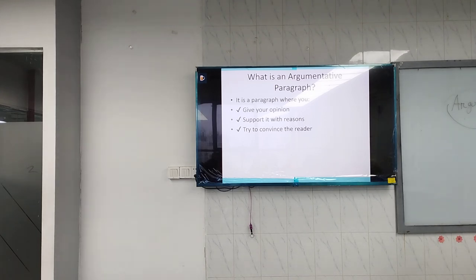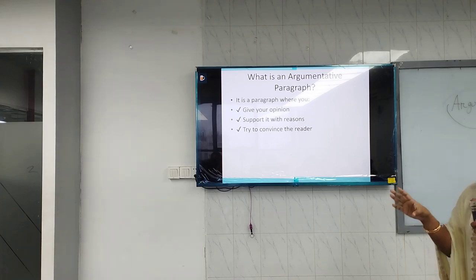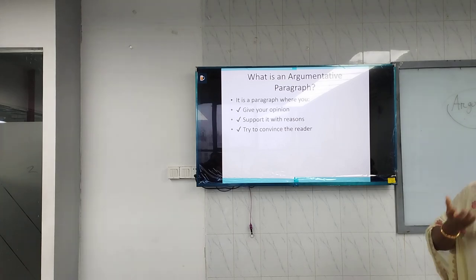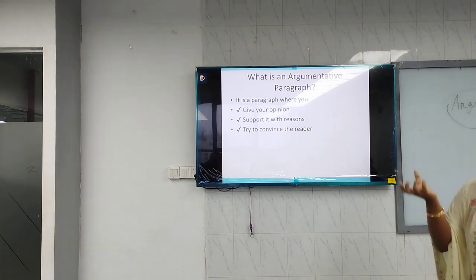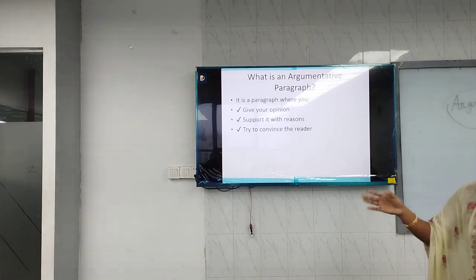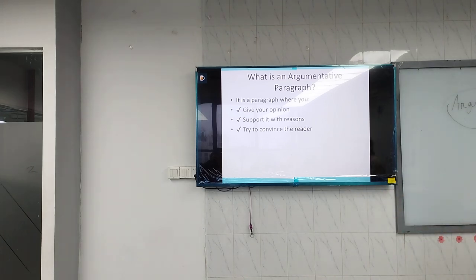Number two, it supports the opinion with reasons. While you are giving an opinion, like online learning is better than offline learning, then you have to support it, you have to give some evidence, you have to reason why online learning is so important or very useful compared to offline learning. Number three, you try to convince the reader. You have to persuade the reader, because it's an opinion, it's not something objective. When it is an opinion, you have to justify your reason.